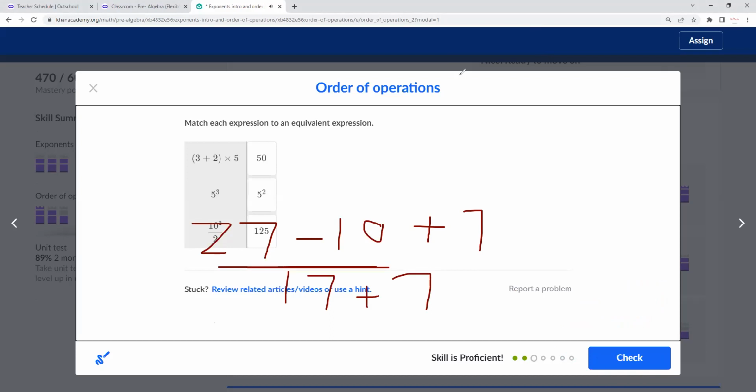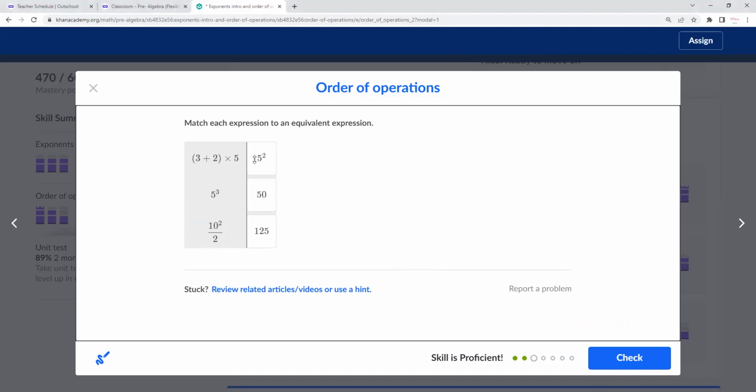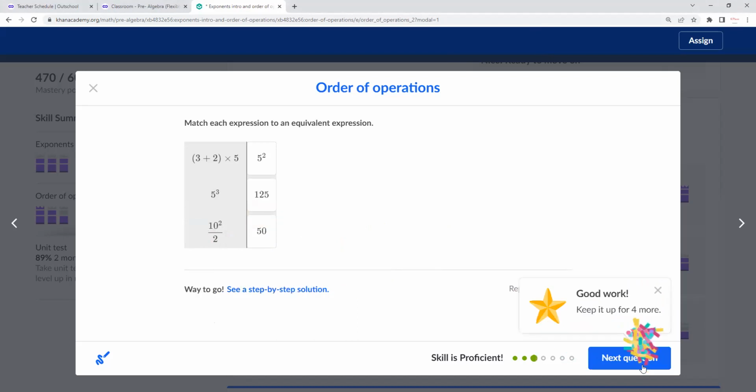Okay, let's match these up. 3 plus 2 is 5. 5 times 5 is 25, which is the same thing as 5 to the second power. 5 to the third power is 125. 10 to the second is 100. 100 divided by 2 is 50.